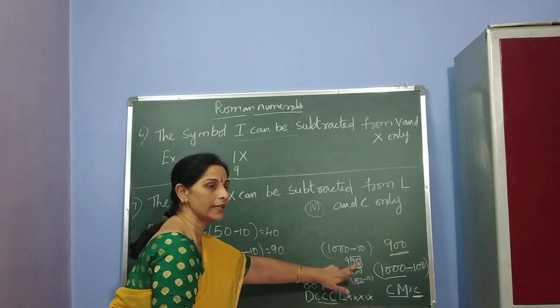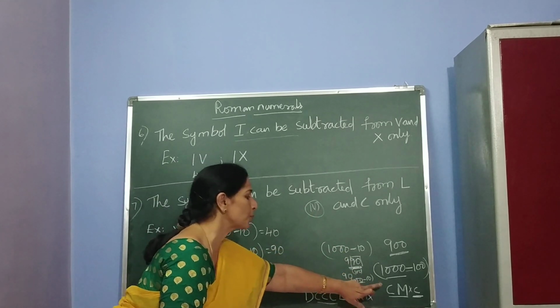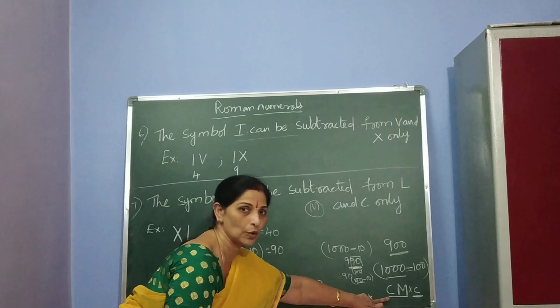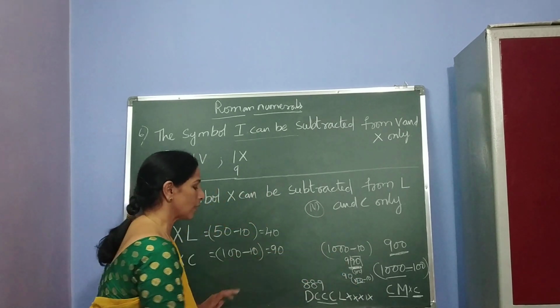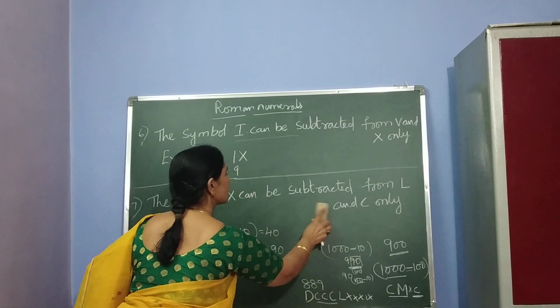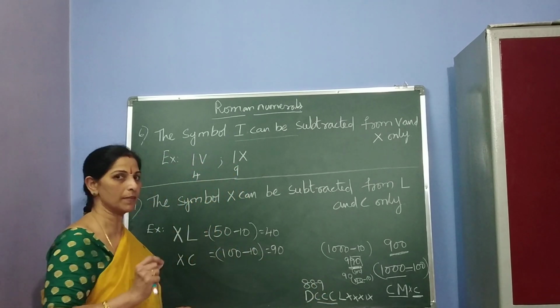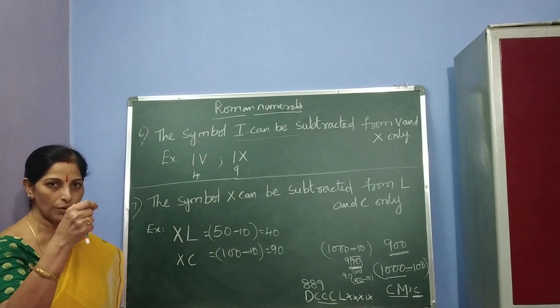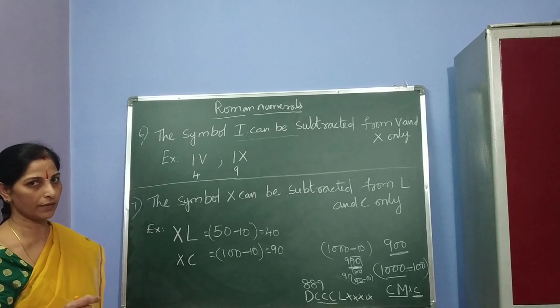According to this rule, the textbook version is wrong, children. 990 should be written like this. So that means we cannot subtract X from M. It is just a printing mistake, children. Just strike off that. Take care of that, children, and strike off.